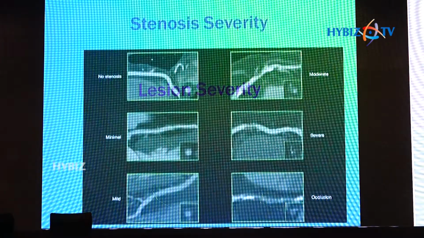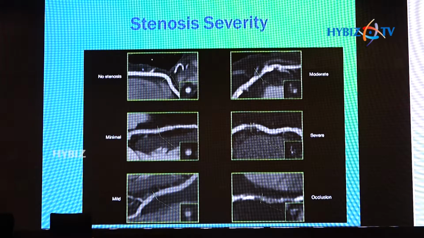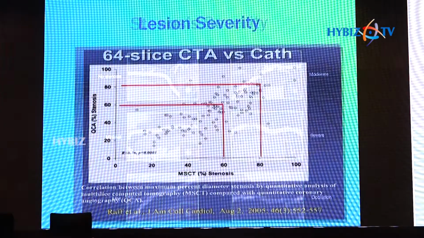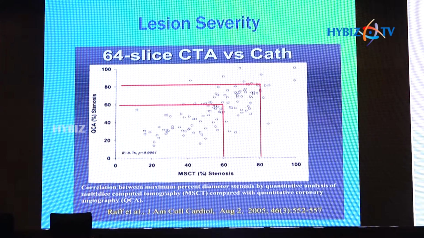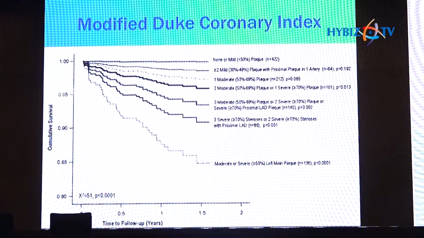Coming to lesion severity, we understand that CT is not the ideal tool for lesion severity compared to angiography or IVUS, and you can clearly see here there are a lot of outliers when you compare 64 slice CT with a cath, but we're getting better. But whatever said and done, if you use the modified Duke index, you can clearly see that if you have a left main plaque and a severe plaque, you have more events.